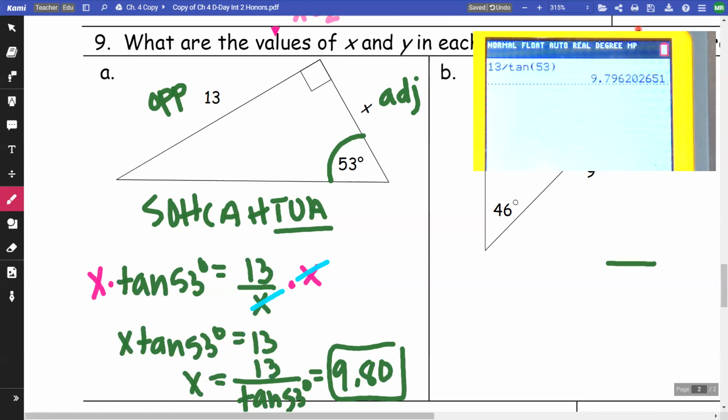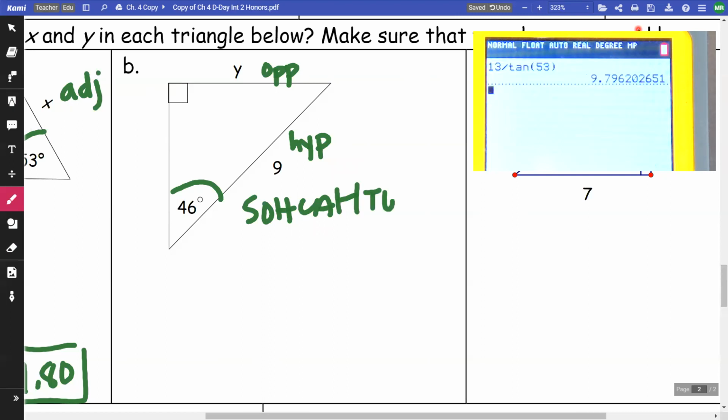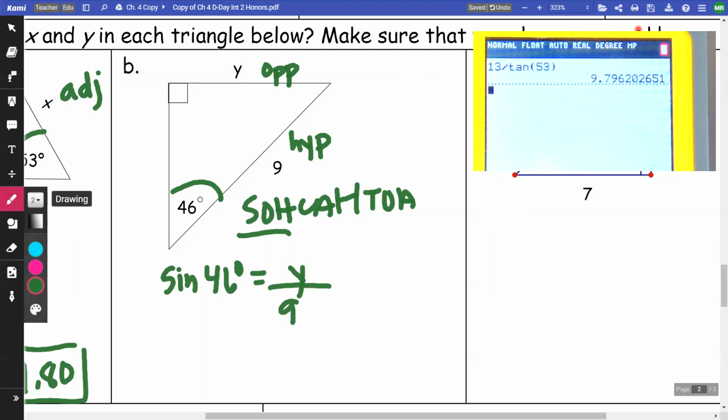On letter B, in this situation, from my 46, this is going to be opposite. This is going to be hypotenuse. So then again, if I'm thinking of SOHCAHTOA, I have opposite and the hypotenuse, which is going to be sine. So I'm going to do sine of 46 degrees is equal to opposite, which is y, over hypotenuse, which is 9. I am going to multiply both sides by 9.